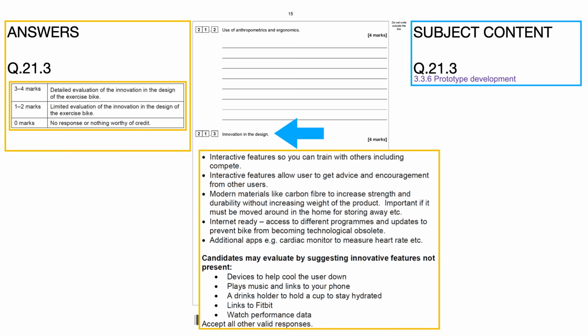Devices to help the user cool down. It plays music and links to your phone. A drinks holder to hold a cup and stay hydrated. It links to a Fitbit. Watch performance data. And again, we are allowed to accept all other valid responses.